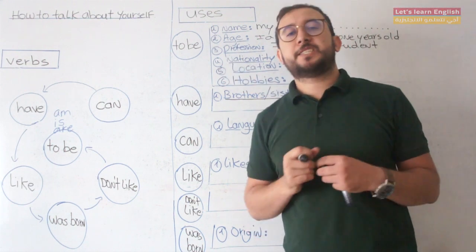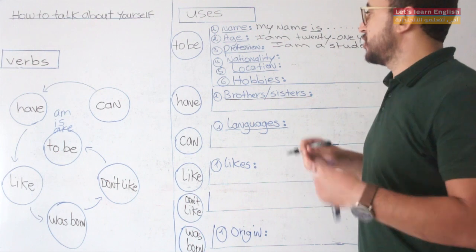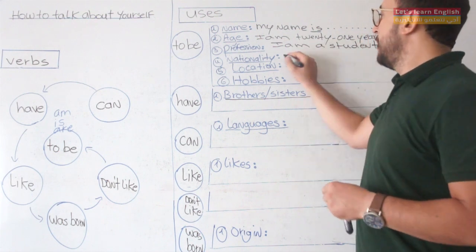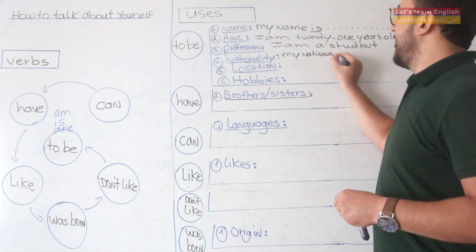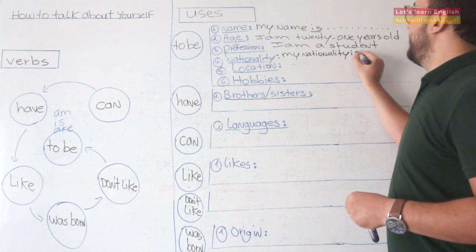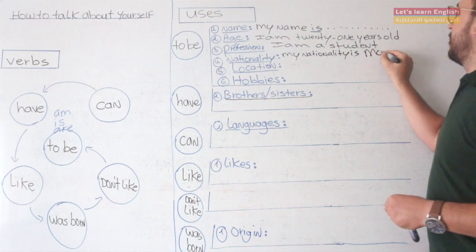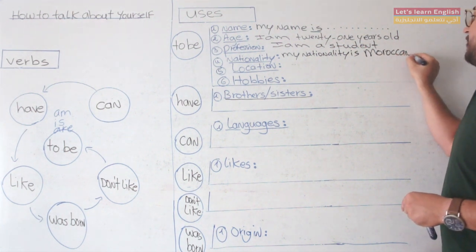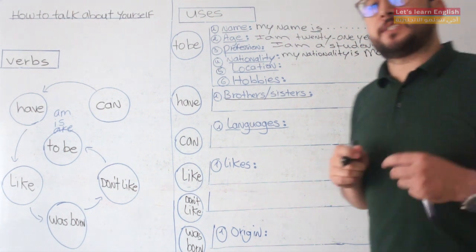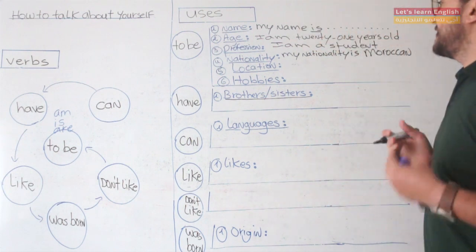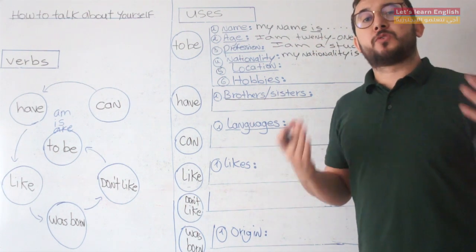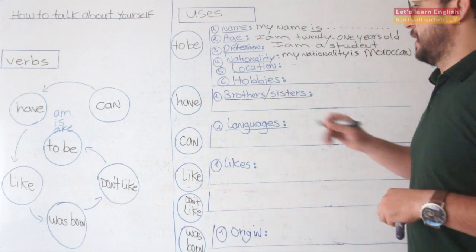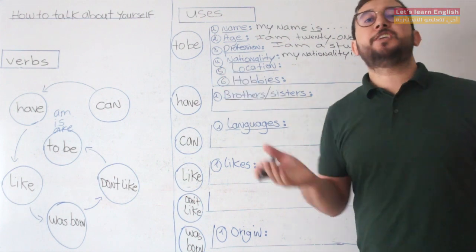The fourth point is nationality, right? So when we talk about nationality, هي الجنسية. So I can say, for example, my nationality is, for example, Moroccan. So my, for example, nationality is Moroccan. ولا ممكن تقول فقط I am Moroccan. أي أنا مغربي, right?